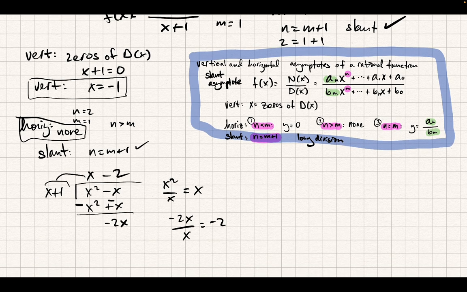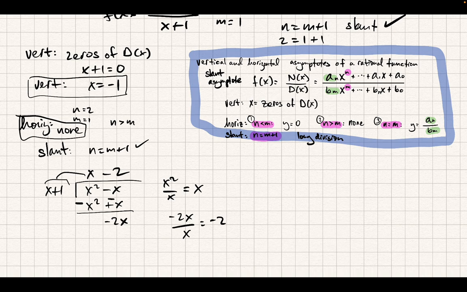And then you distribute it out again. Multiply it out again: dividend minus 2x, divisor, and then it's minus 2.